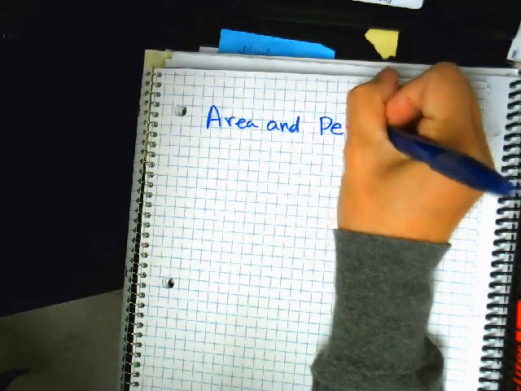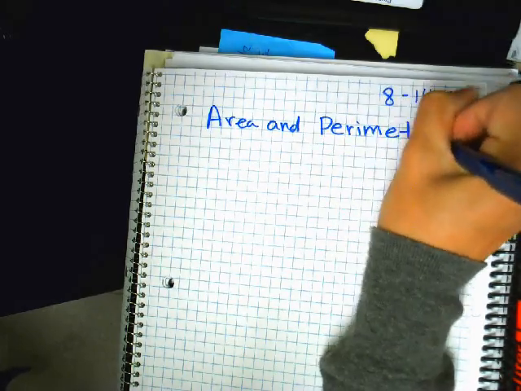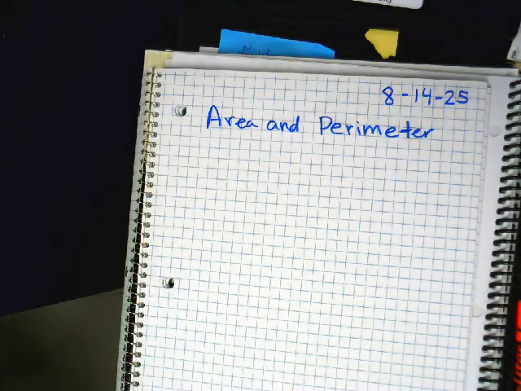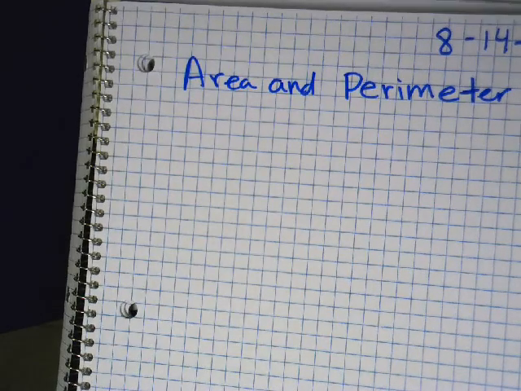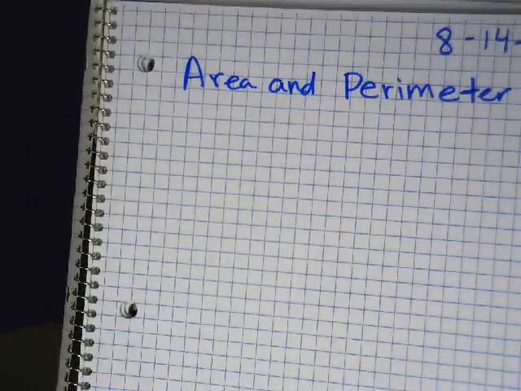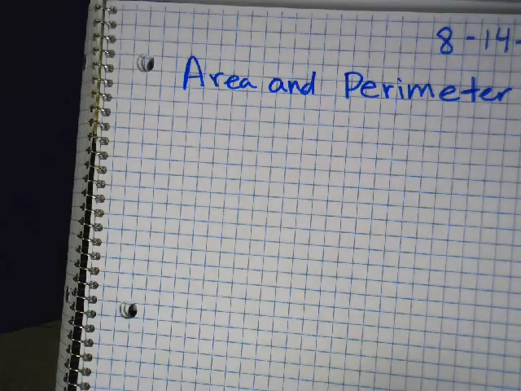All right, so I want to know real fast, what's the area and perimeter? What is the difference between area of any shape and the perimeter of any shape? What is the main difference? Yes? The perimeter is the outside, and the area is the inside. Very good.